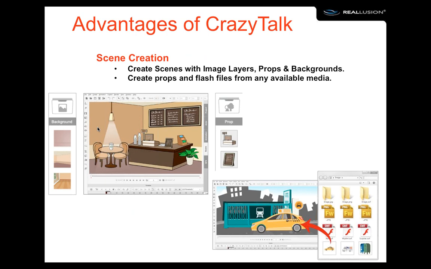With CrazyTalk, you also have the ability to create your own scenes. So you can drag and drop different parts, different props, you can bring in your own backgrounds, and you can start customizing your own scenes and layering them. Likewise, if you have your own files, if you have JPEG files, BMP files, even Flash files, you can drag and drop these directly into the window and start arranging these to create your own props.